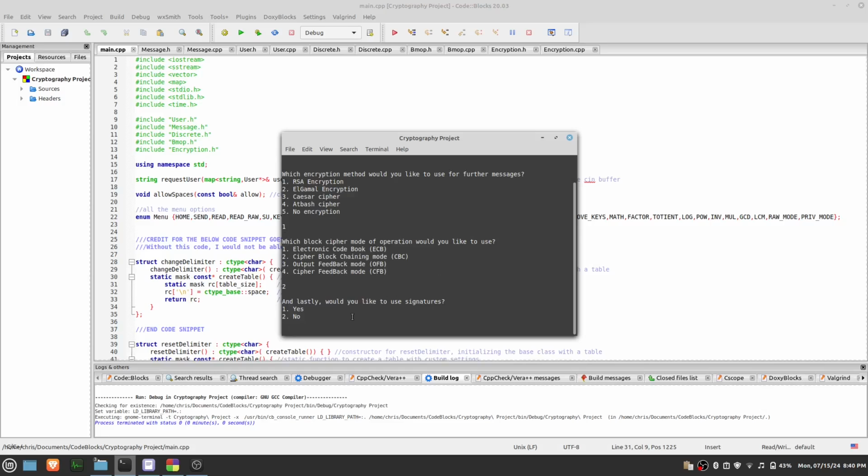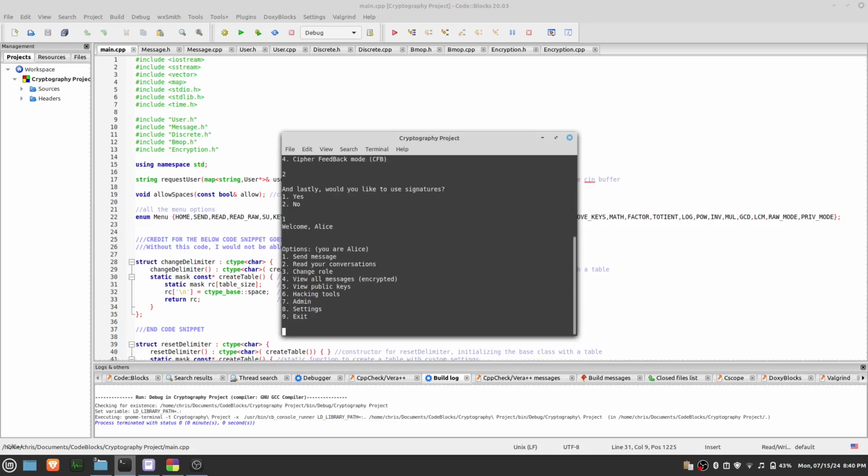And lastly, would you like to use signatures? Yes, I would. That's something that's used to help verify the identity of the sender. More on that later. So at the beginning of the simulation, you start out as Alice. There are three people in this simulation: Alice, Bob, and Charlie. Alice and Bob are the two people sending messages to each other, and Charlie is the man in the middle who's trying to hack into them. But you start out as Alice. You're seeing everything through Alice's eyes.